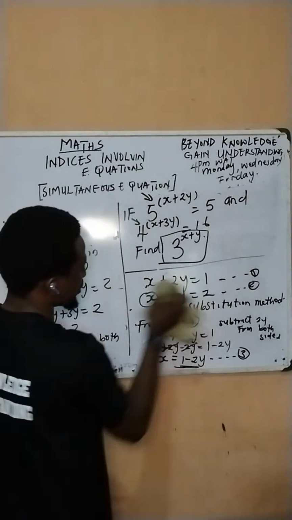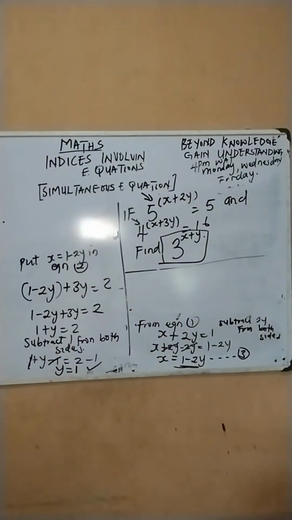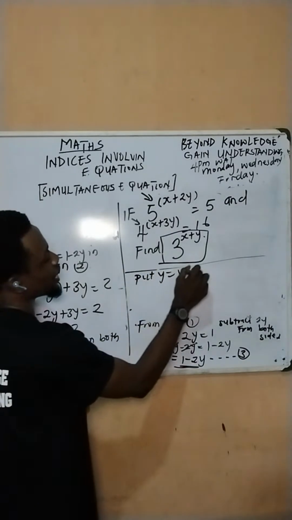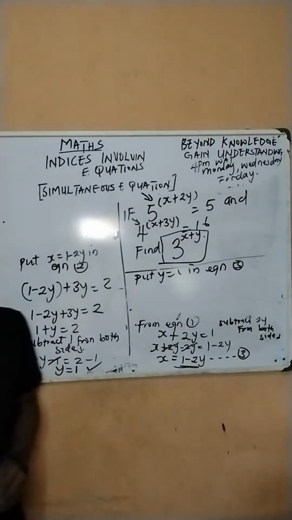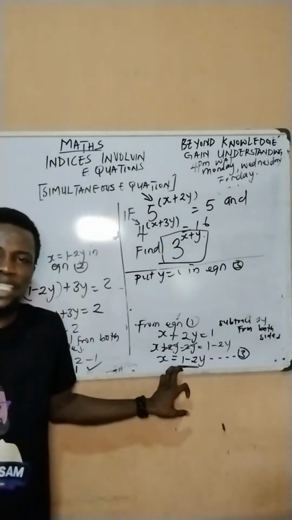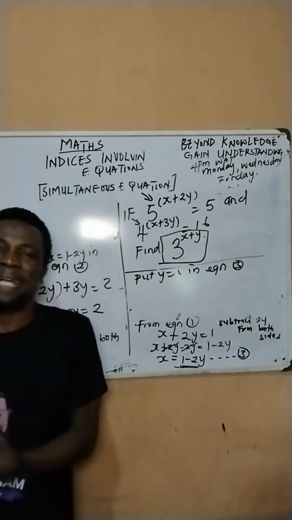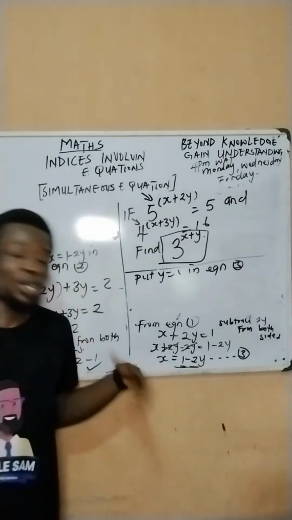So I want to clean up here and then proceed to find my x. Since I found y to be 1, the next thing to do is put y equals 1 in equation 3. You can put it in equation 1 or equation 2, but the reason I chose equation 3 is because x is already the subject of the formula, so I don't need to do any extra math. Just put y equal to 1 and simplify only the right hand side.